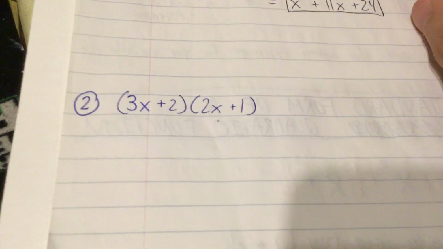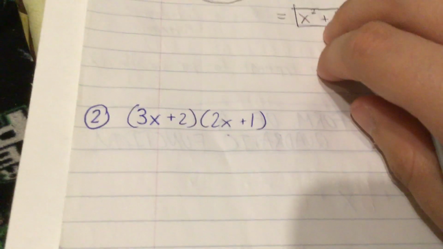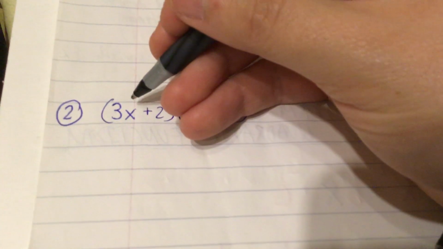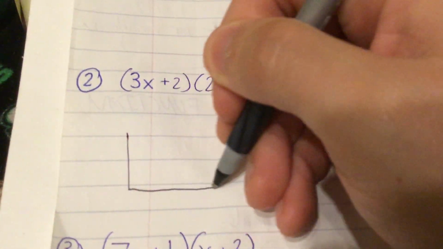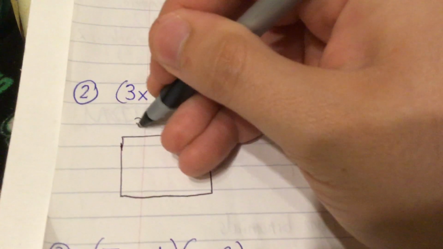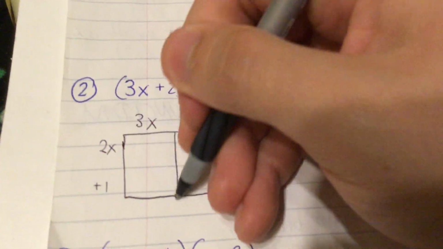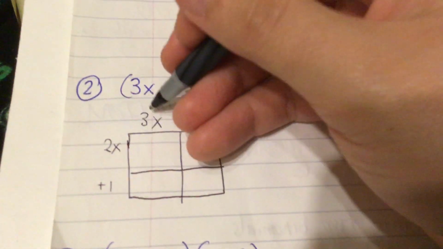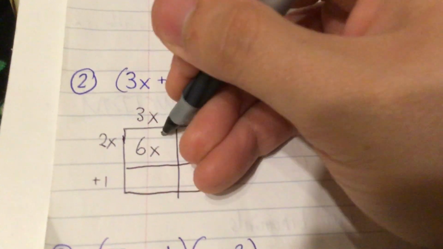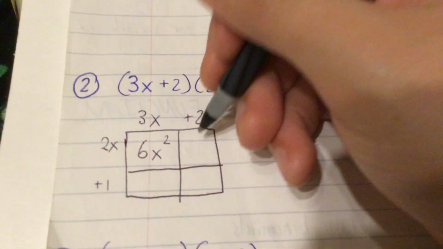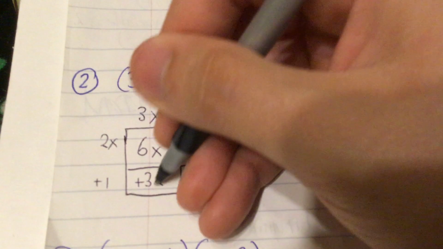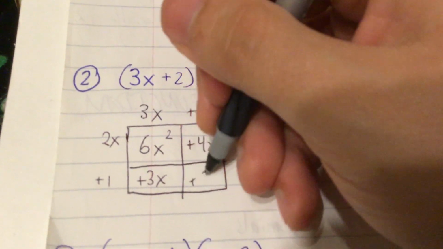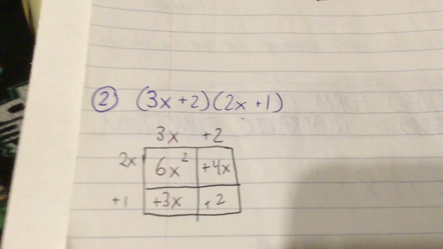Okay? So let's do number 2. A little bit different, but we're not that afraid of it. So let's do FOIL, or if you prefer the rectangle, go for it. Remember that rectangular area model where we drew it like this? 3x plus 2 times 2x plus 1. If you like drawing it like this, be my guest. 2x times 3x is 6x squared. 2x times 2 is positive 4x. 3x times 1 is positive 3x. And 1 times 2 is positive 2. Okay, so the rectangle is going to come back and help us.